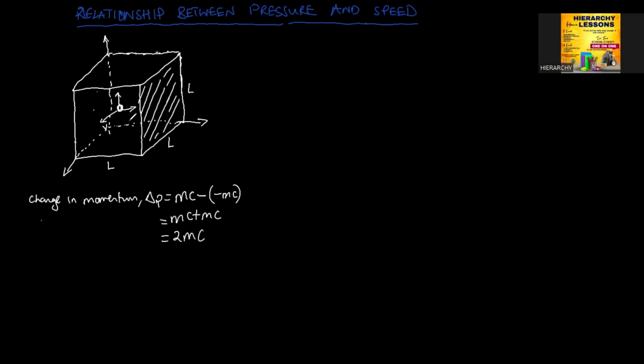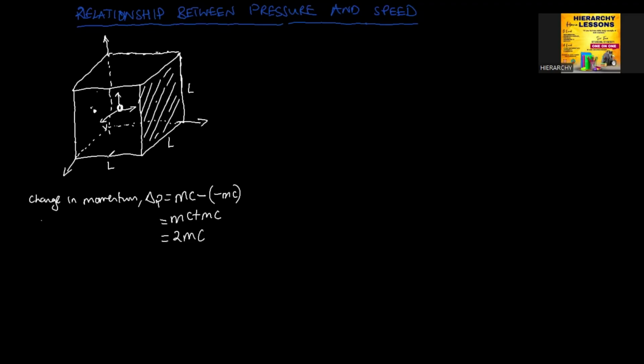Now we have the change in momentum. If this molecule travels from here, rebounds, goes back to this face, rebounds again, and returns, then it collides with the shaded face twice. So we want to find the distance and the time it covers between collisions.